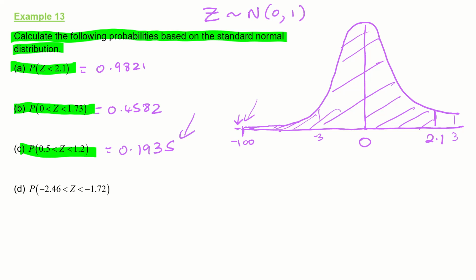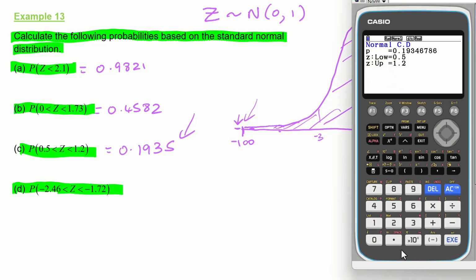tables. And then negative 2.46 to negative 1.72. So back to this screen, just make the lower negative 2.46 and make the upper negative 1.72, and there we go, 0.0358.